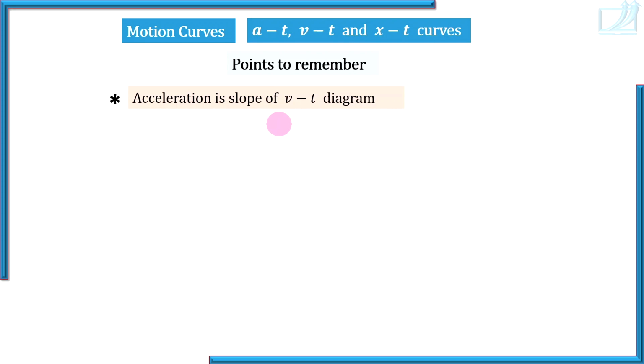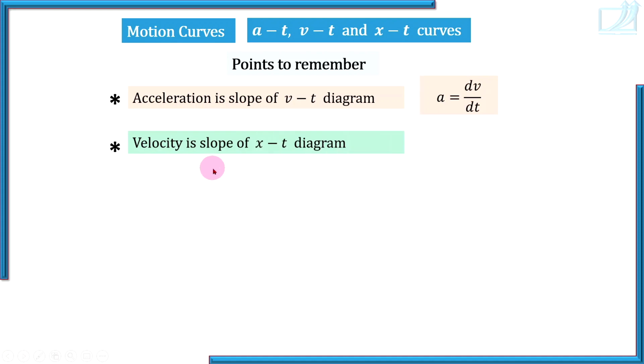Acceleration is slope of Vt diagram. Nothing new here. When velocity is function of time t, dv by dt is acceleration. In mathematics you have studied, if equation of a curve is y equal to f(x), then slope of the curve is dy by dx. So it's same thing here. When velocity is function of time t, then dv by dt is slope of the Vt diagram. And what after all is dv by dt? It is acceleration. So acceleration is dv by dt. This is the expression we have interpreted in this manner. Acceleration is slope of Vt diagram.